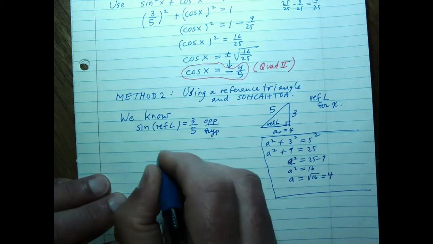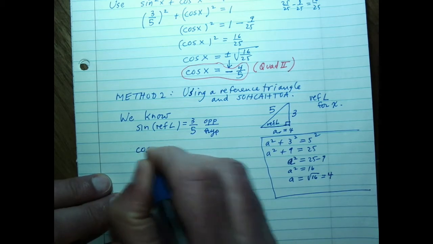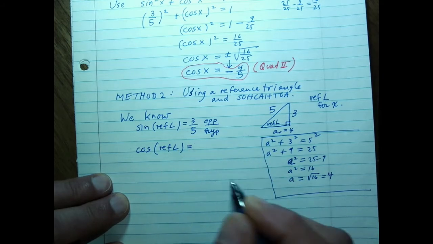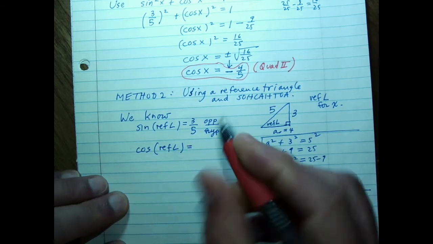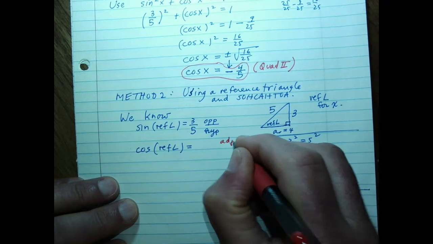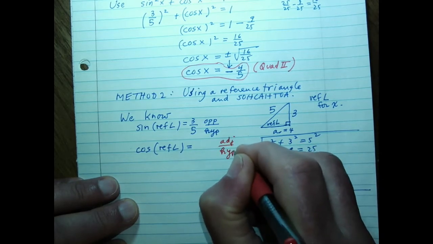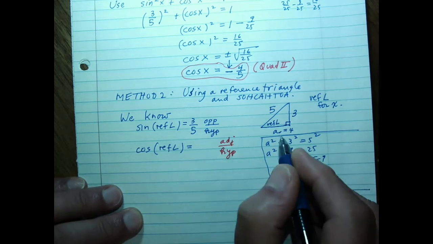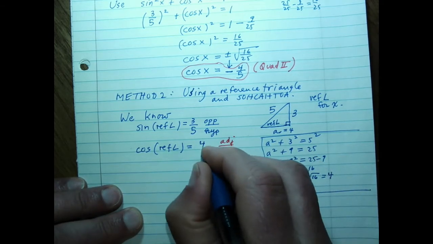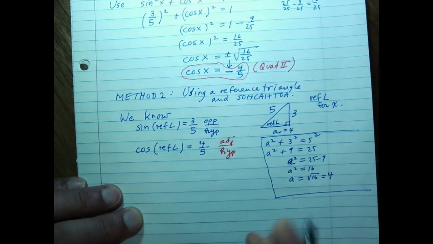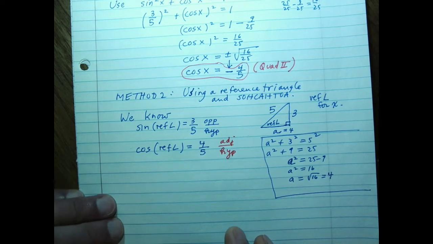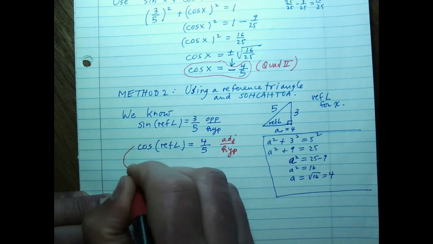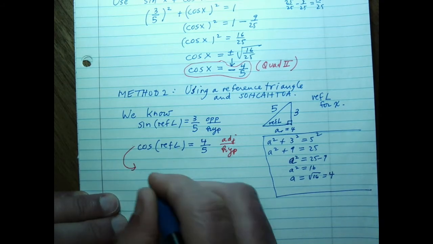Well, now it's easy from the triangle to write down cosine of the reference angle. Cosine of the reference angle is going to be adjacent over hypotenuse. That's our SOHCAHTOA relationship there. And the adjacent side is 4. The hypotenuse is 5. For the reference angle, that's positive. But now we can use that to get cosine of x.